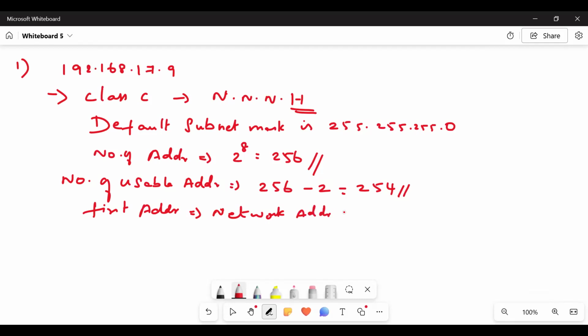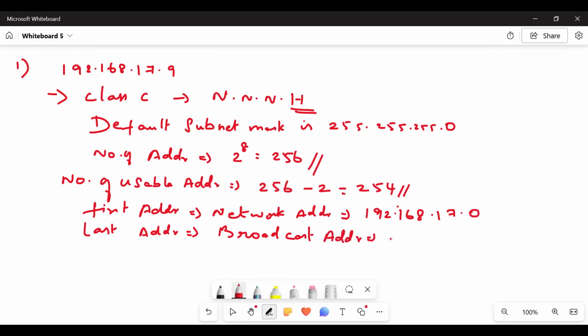The first address is always the network address, that is 192.168.17.0, and the last address is always the broadcast address, that is 192.168.17.255. So this is the network address and this is our broadcast address.